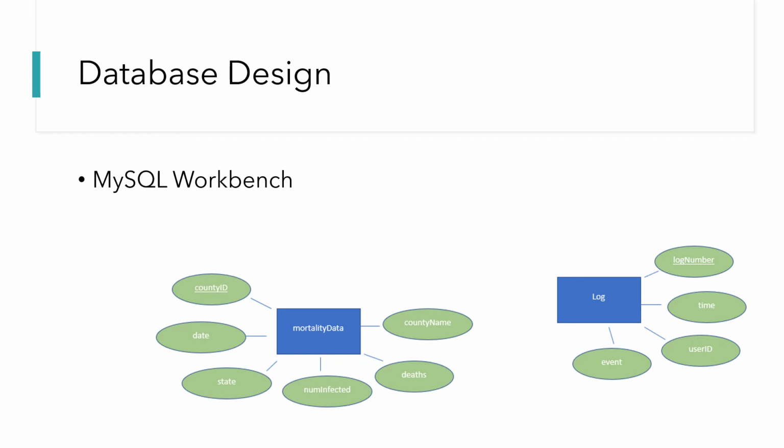But here we've got mortality data, with the county ID as the actual key, and then over here we've got a log, and the log is really just to show when the data was updated, so it can show who generated it, which user, etc.